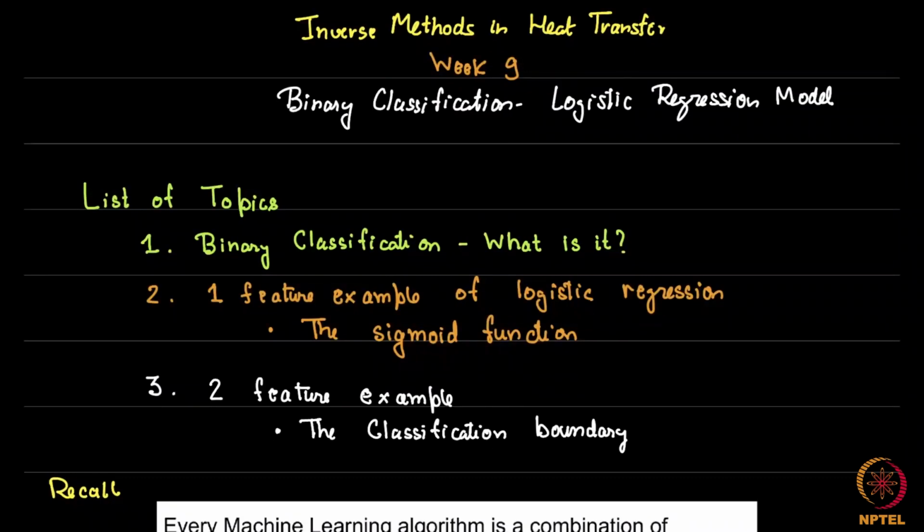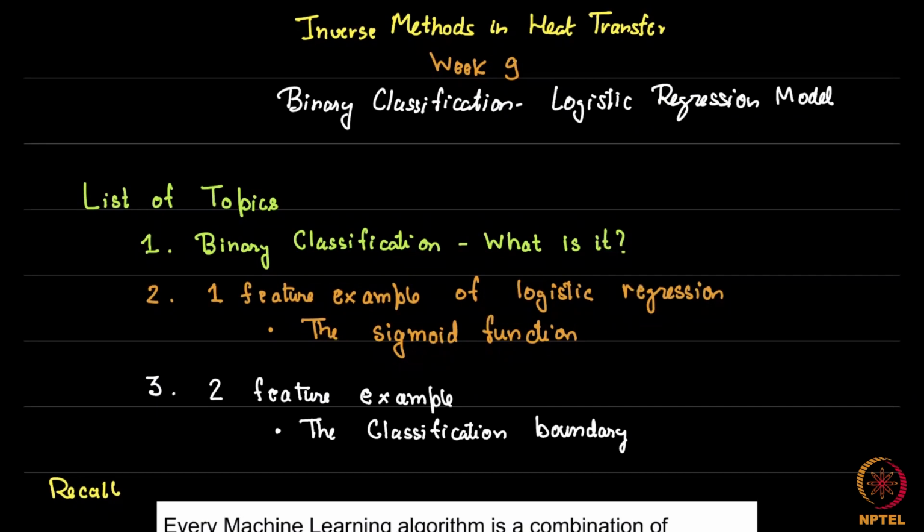In this video, we'll be looking at our first classification algorithm. This is called the Logistic Regression model. This will be done in two parts, this video and the next video. The task that we will be trying to do is what is known as binary classification.